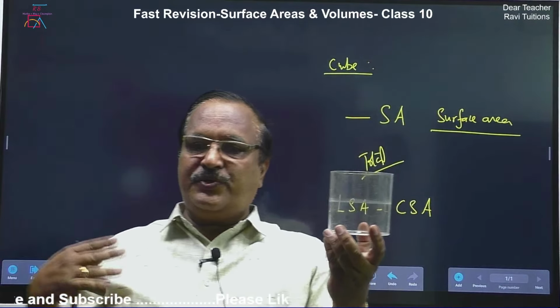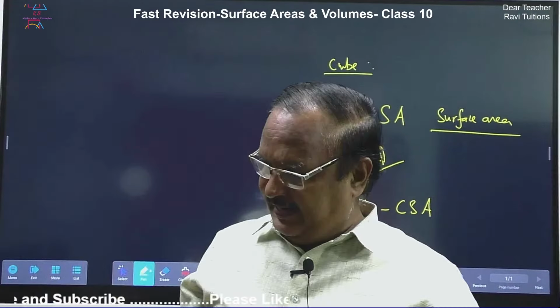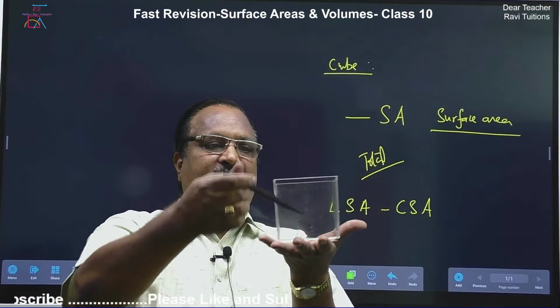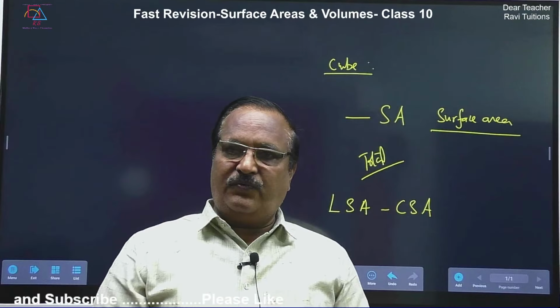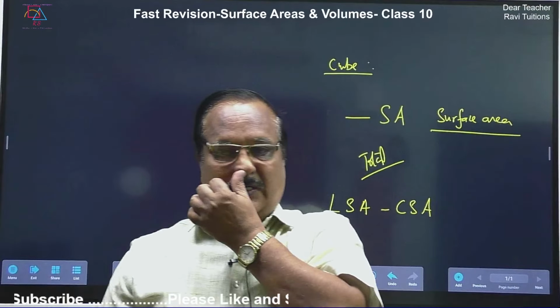In the MCQs you may be getting this. Now if you are taking a cube, how many surfaces are there? 1, 2, 3, 4, 5 and 6. So whenever you are reading a question, you should understand.